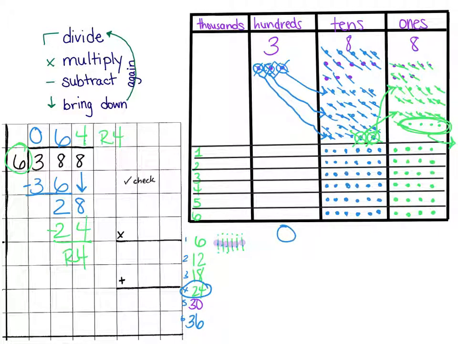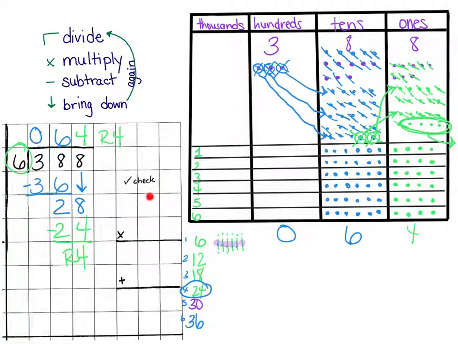Now we're going to check our answers. Okay, because in our place value chart we can see that we have 64. Here's 10, 20, 30, 40, 50, 60. There's six tens. And then 61, 62, 63, 64. 4 ones. So we have 64. And here we have 64. And we have our remainder of 4.